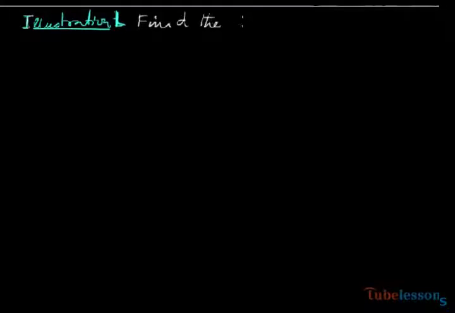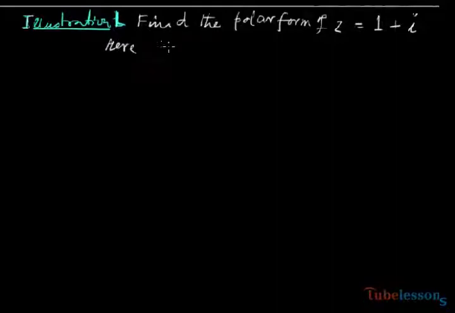Find the polar form of z is equal to 1 plus i. So here x is equal to 1, y is equal to 1, so both are positive. So it is in the first quadrant.